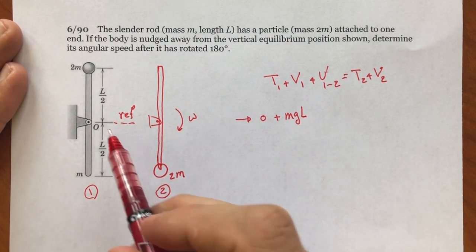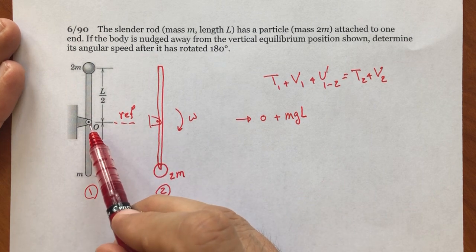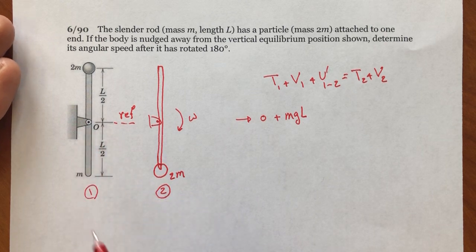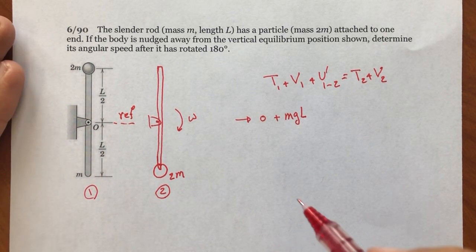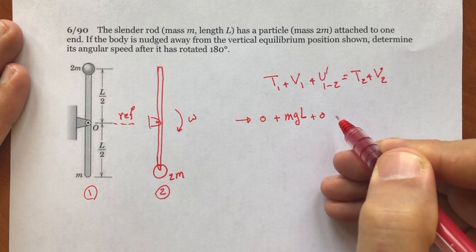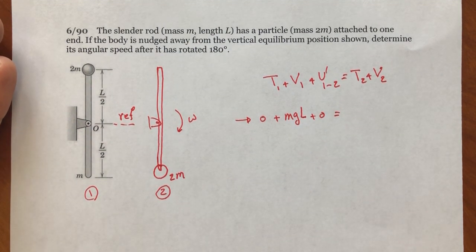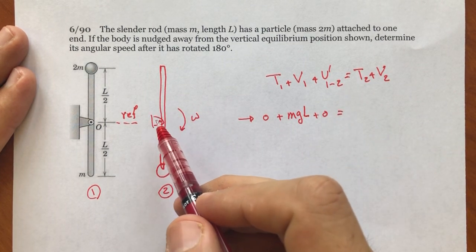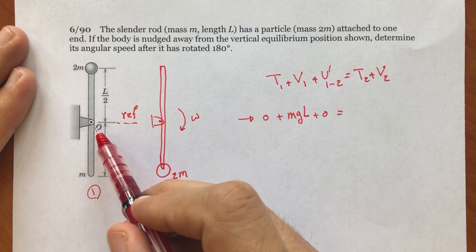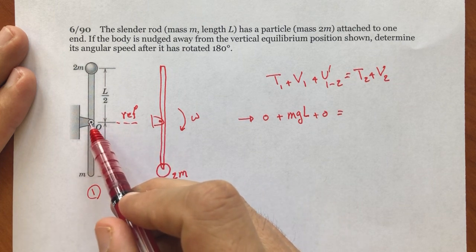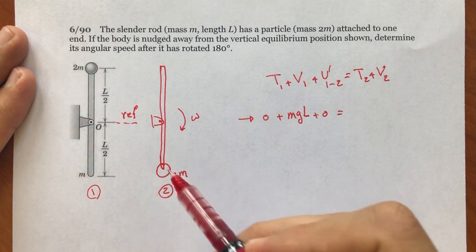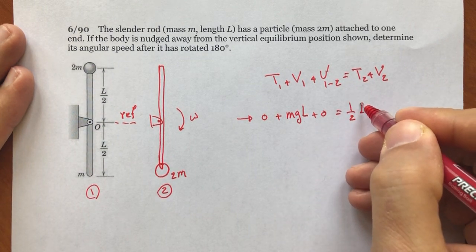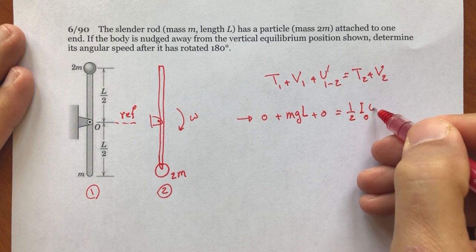U prime from 1 to 2, the only nonconservative force that we have is the reaction force at O, which is not doing any work because it is not moving. So it is 0. It is equal to T2. For T2, we can use 1/2 of IO times omega squared because we know O is the center of rotation for everything.